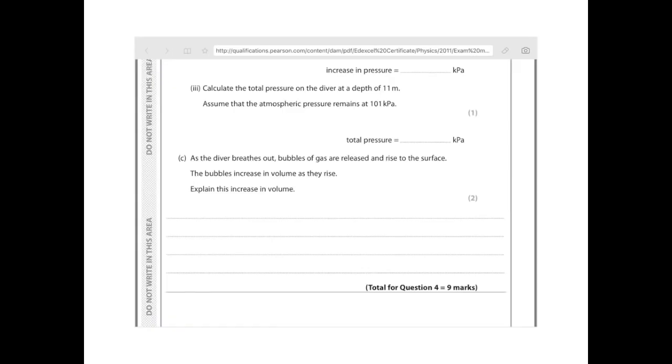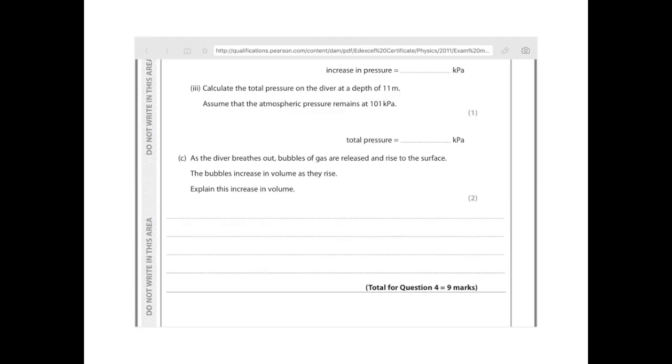As the diver breathes out, bubbles of gas are released and rise to the surface. The bubbles increase in volume as they rise. Explain this increase in volume, 2 marks. Make 2 separate points. One of the most basic arguments you can make here is that it will be warmer closer to the surface of the sea because you're closer to the sun. That would be worth 1 mark.